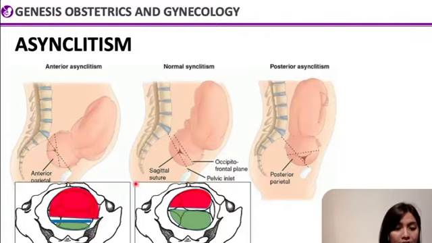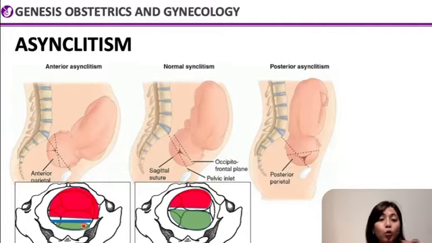So, when you see anterior asynclitism, when you palpate the sagittal suture, it is deviated towards the sacrum. Okay? So your sagittal suture is low, deflected downward. This means your anterior parietal bone is the one that is presenting. The red here is your anterior parietal area, and the green is your posterior. If you notice, the anterior parietal bone is the one more represented. That is why it is anterior asynclitism. Don't get confused: it is anterior asynclitism because the anterior parietal bone is the one more represented.